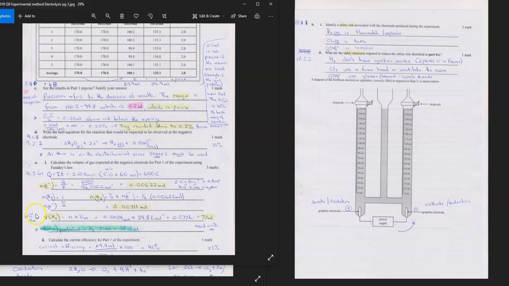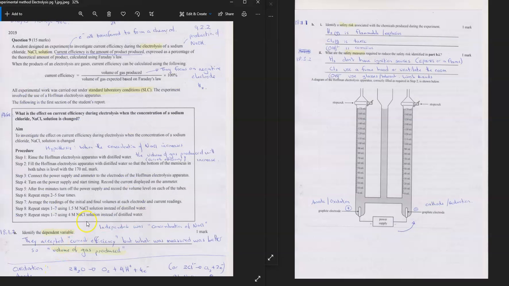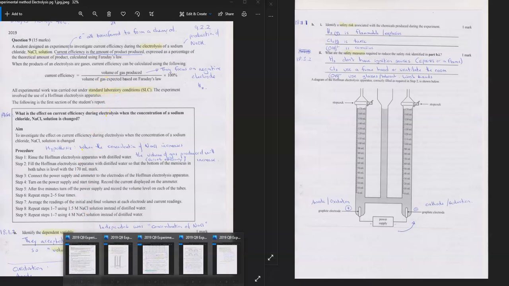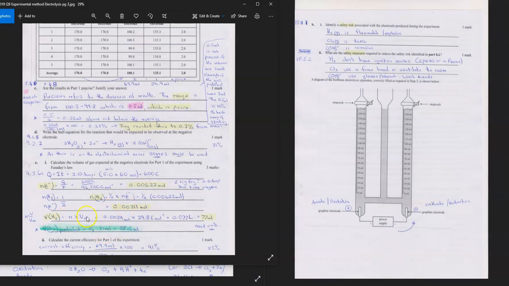And then you're using this equation, which you need to remember is for gases, and it says up here that they're under standard laboratory conditions. So as soon as you see standard laboratory conditions, you know that you can use that equation. So rearrange that equation to find the volume expected. This is 24.8 litres for every mole of gas. Cancel and your answer will be in litres.